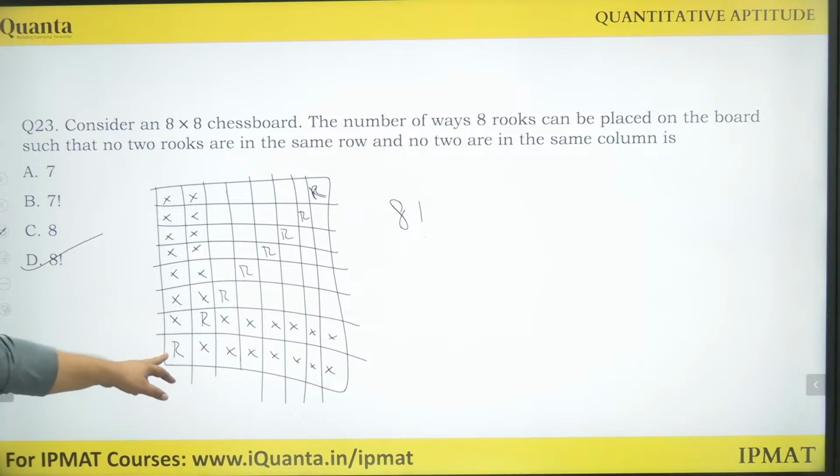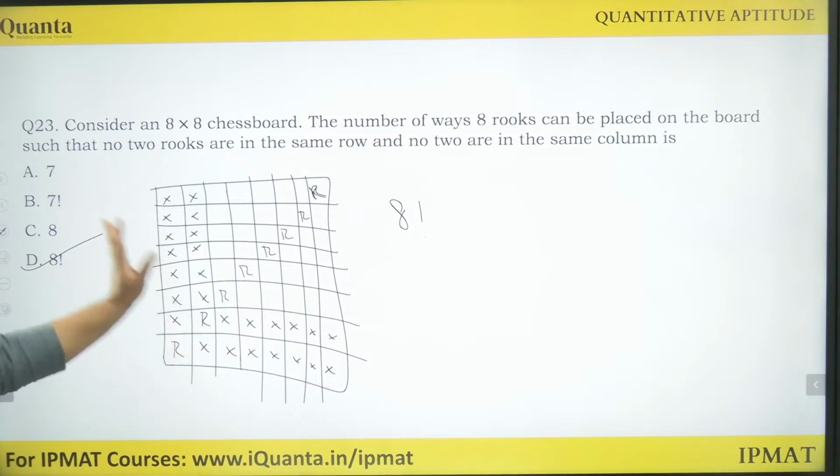First space can be filled with any of the 8 rooks, second can be filled in any of the 7 rooks, and so on. Clear? Question looks difficult, but it's actually very easy. Cool. What next?